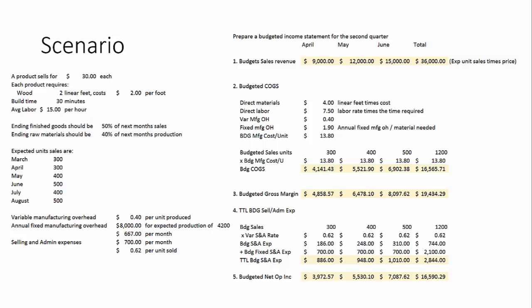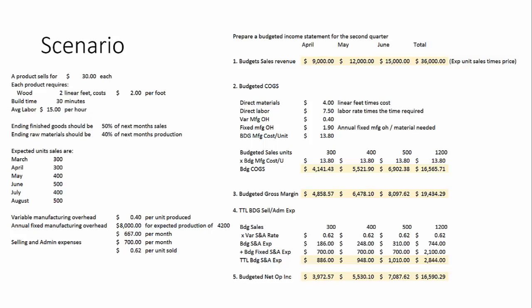Our fixed manufacturing overhead has been given to us because that is the $8,000 divided by an expected production of 4,200, gives us $1.90. So we add all of those parts and pieces up and we come up with a grand total of $13.80. That $13.80 is multiplied by each level of sales units that we're expecting in each month. So 300 units sales in the month of April times $13.80 gives us a budgeted cost of goods sold of $4,141.43. And then you do the exact same calculation for May and for June.